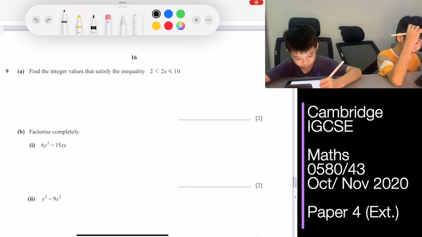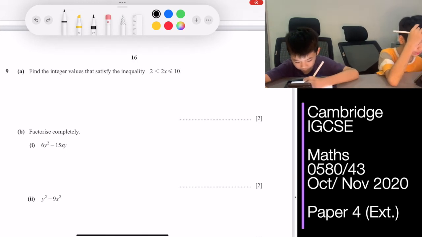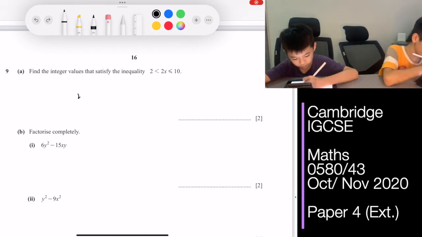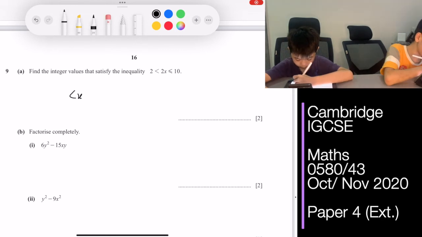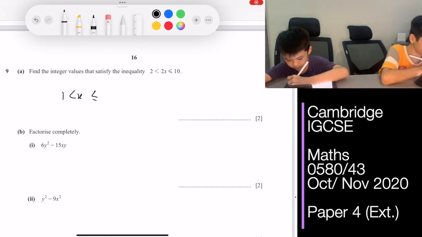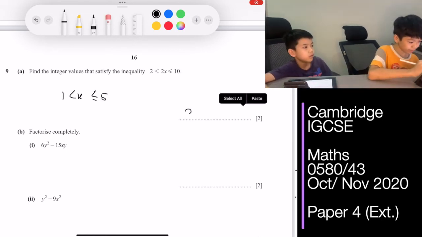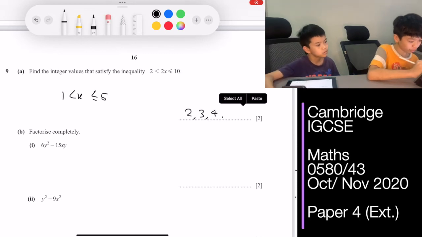Question 9a, find the integer values that satisfy the inequality. So x is bigger than 1, smaller or equal to 5. So x can be 2, 3, 4, or 5.